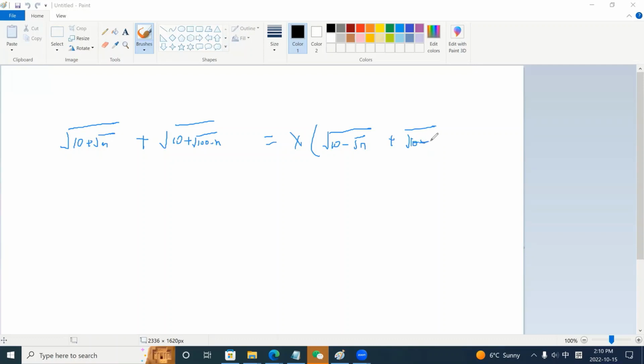The second is the square root of 10 minus the square root of n, plus the square root of 10 minus the square root of 100 minus n. I'll show you why you should assume this. This is a question designed in a way where everything cancels out, which is why you should assume that this is true. Let's first talk about other properties before this assumption.